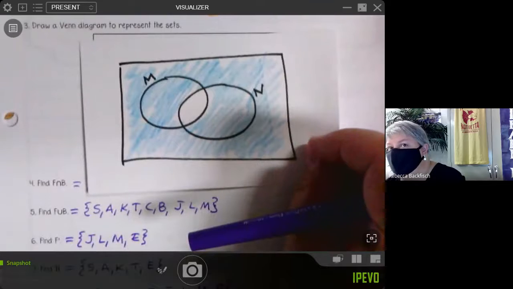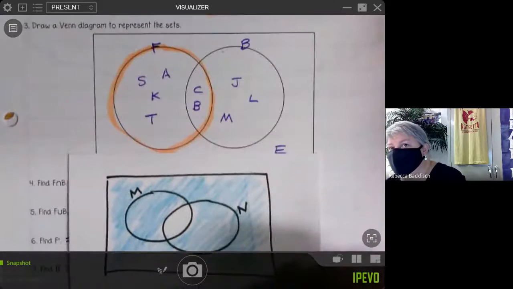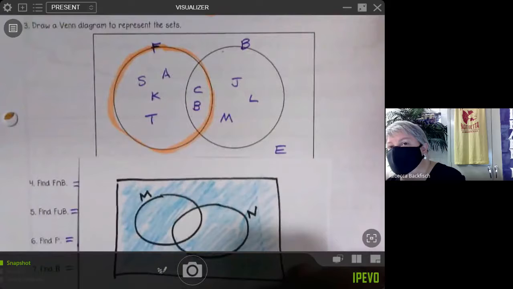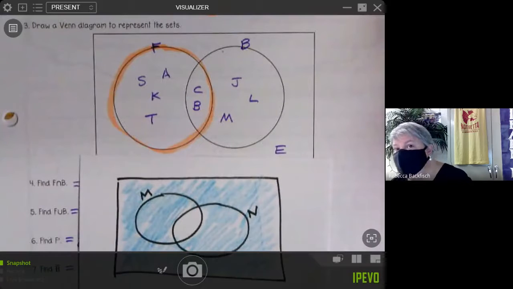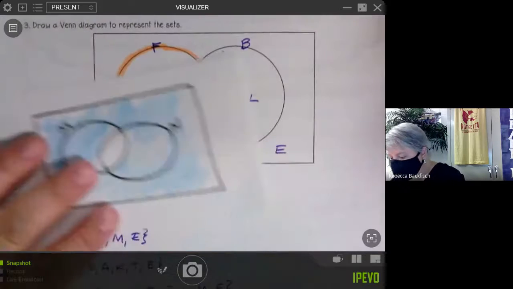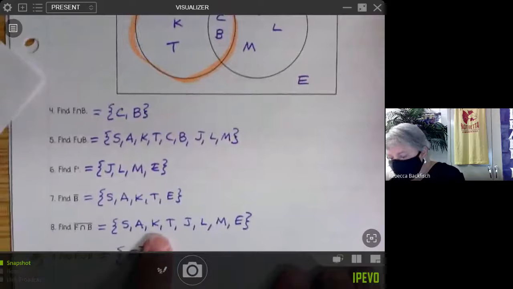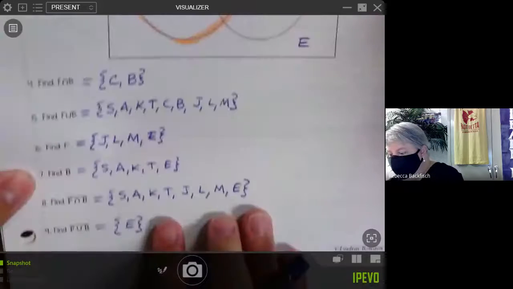Everything that's not in the intersection. So for this drawing, that includes everything except C and B. So S, A, K, T, J, L, M, and E. Everything except C and B for number 8 is not in the intersection.